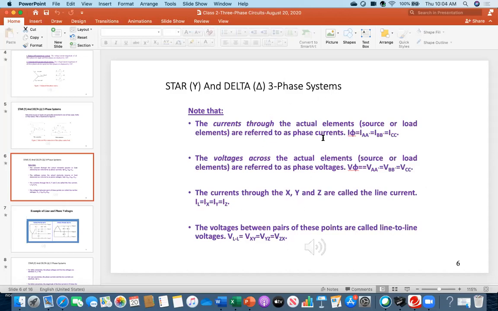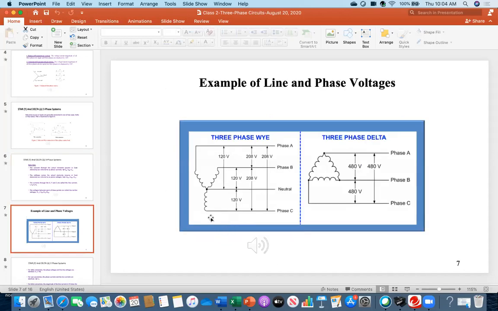That's why these definitions are very important. So, for example, everybody, let's have a look at this example of line and phase voltage. See first the left side, this is the star or Y connection. Everybody see, this is phase A, there is one coil, this is phase B, this is phase C, but then here there is a neutral line. As I told you, Y connection will have the neutral.